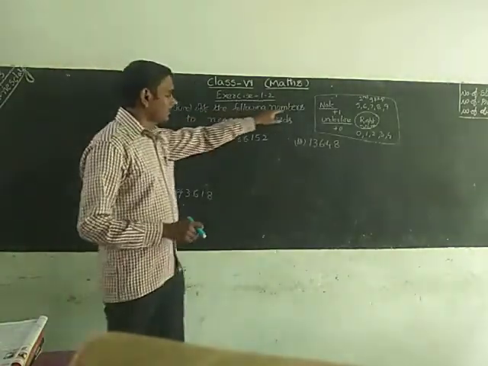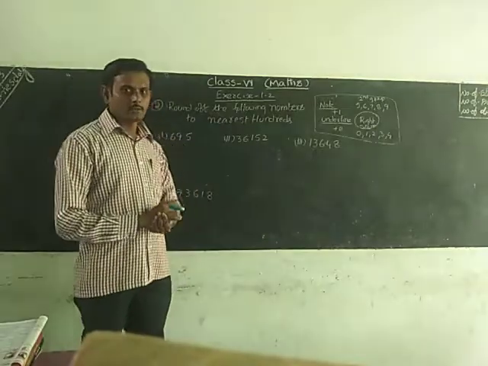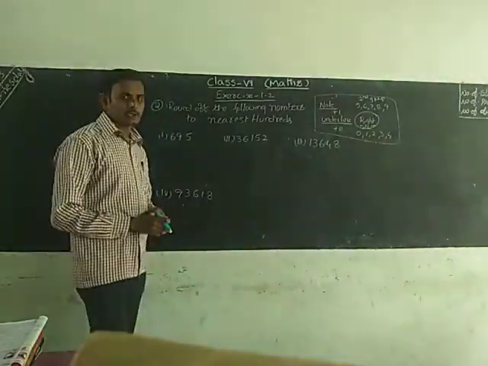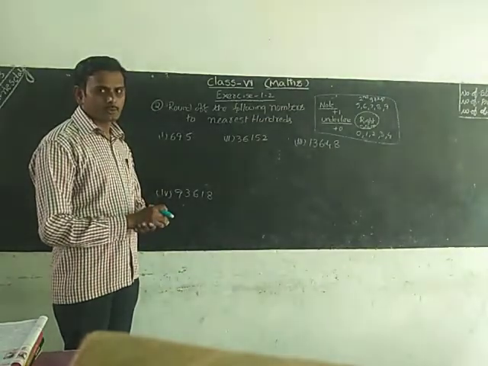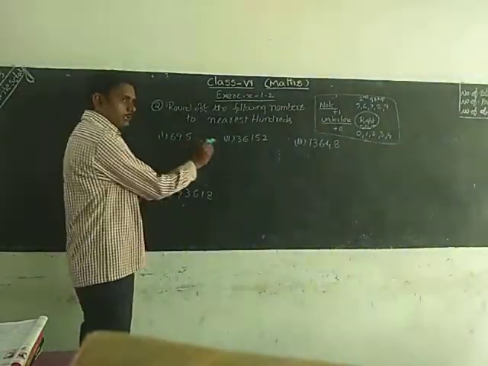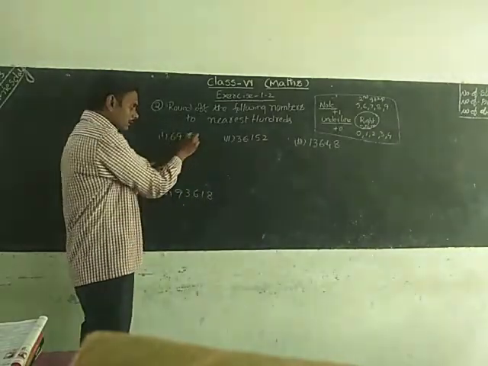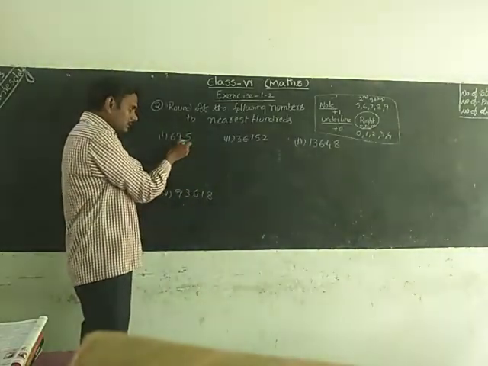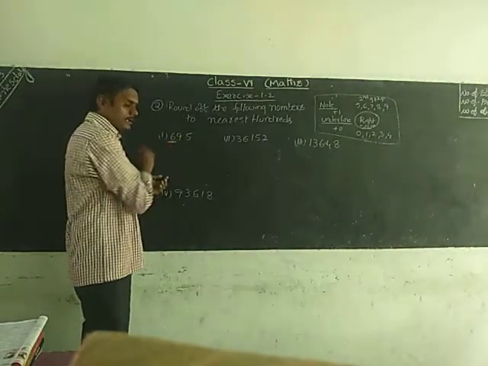See here, what is the question given? Round off the following numbers to the nearest hundreds. Nearest hundreds means we have to underline the 100 place. Now, marking the places for the given number, right side only you have to start: ones, tens, 100. The 100 place you have to underline.